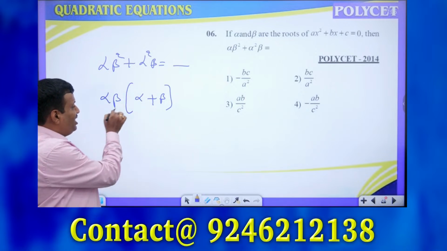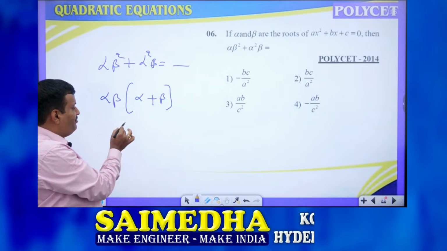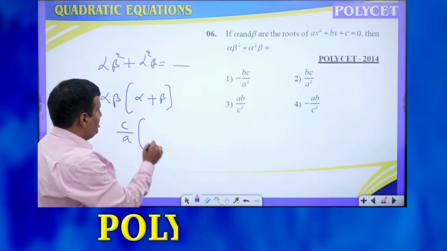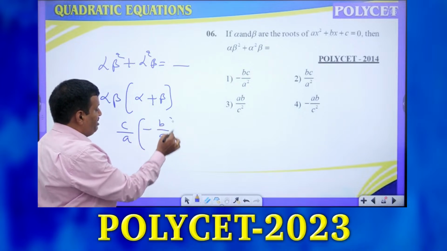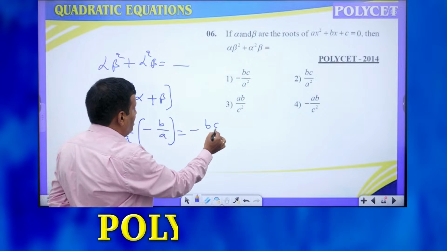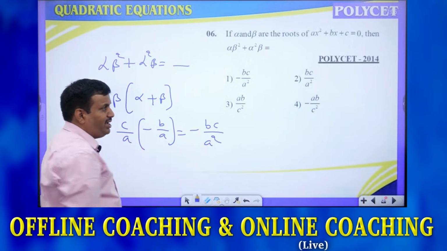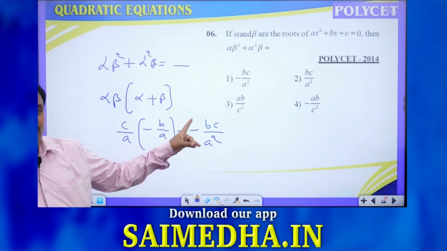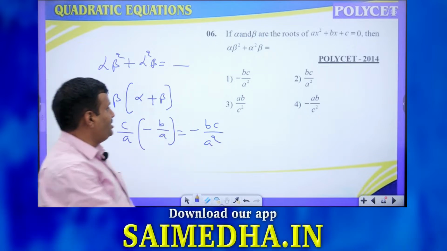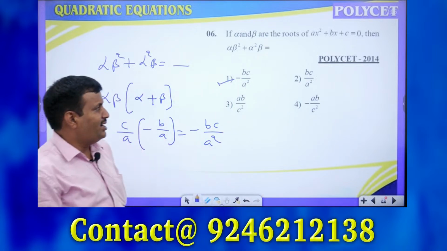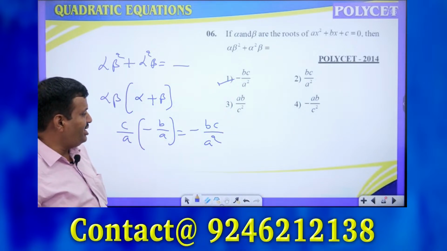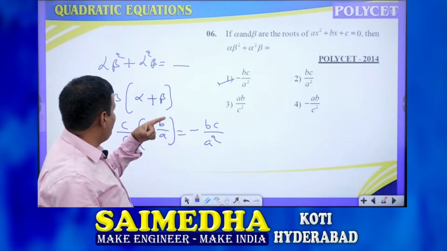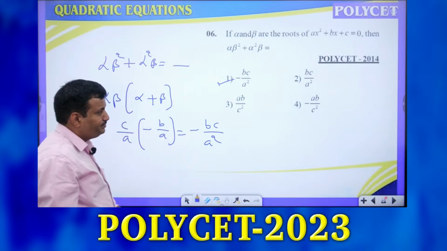Yes. What is alpha beta? Product of the roots. What is the formula for product of the roots? C by a. Alpha plus beta, sum of the roots. What is the sum of the roots? Minus b by a. What is the overall answer? Minus bc divided by a square. Which option is satisfying? Minus bc divided by a square. That is the correct answer. Option 1 is the correct answer. Just take alpha beta as common, then you will get alpha plus beta, the product and sum.